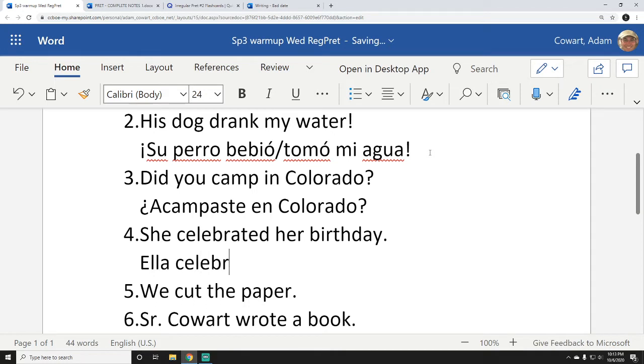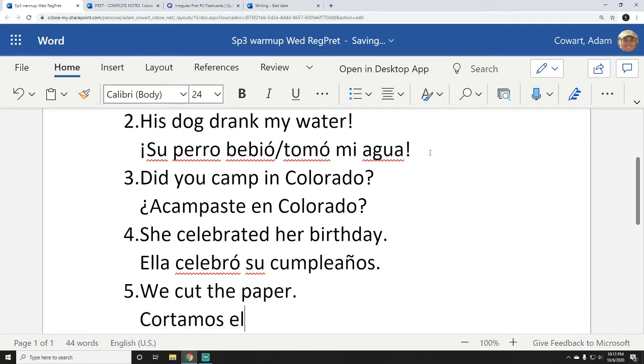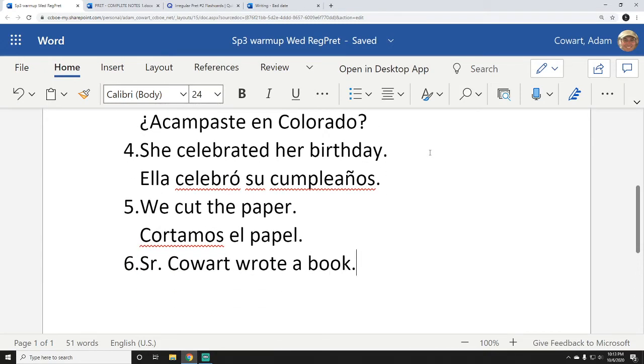She celebrated her birthday. Ella celebró su cumpleaños. We cut the paper. Cortamos el papel. Señor Cowart wrote a book. Señor Cowart escribió un libro.